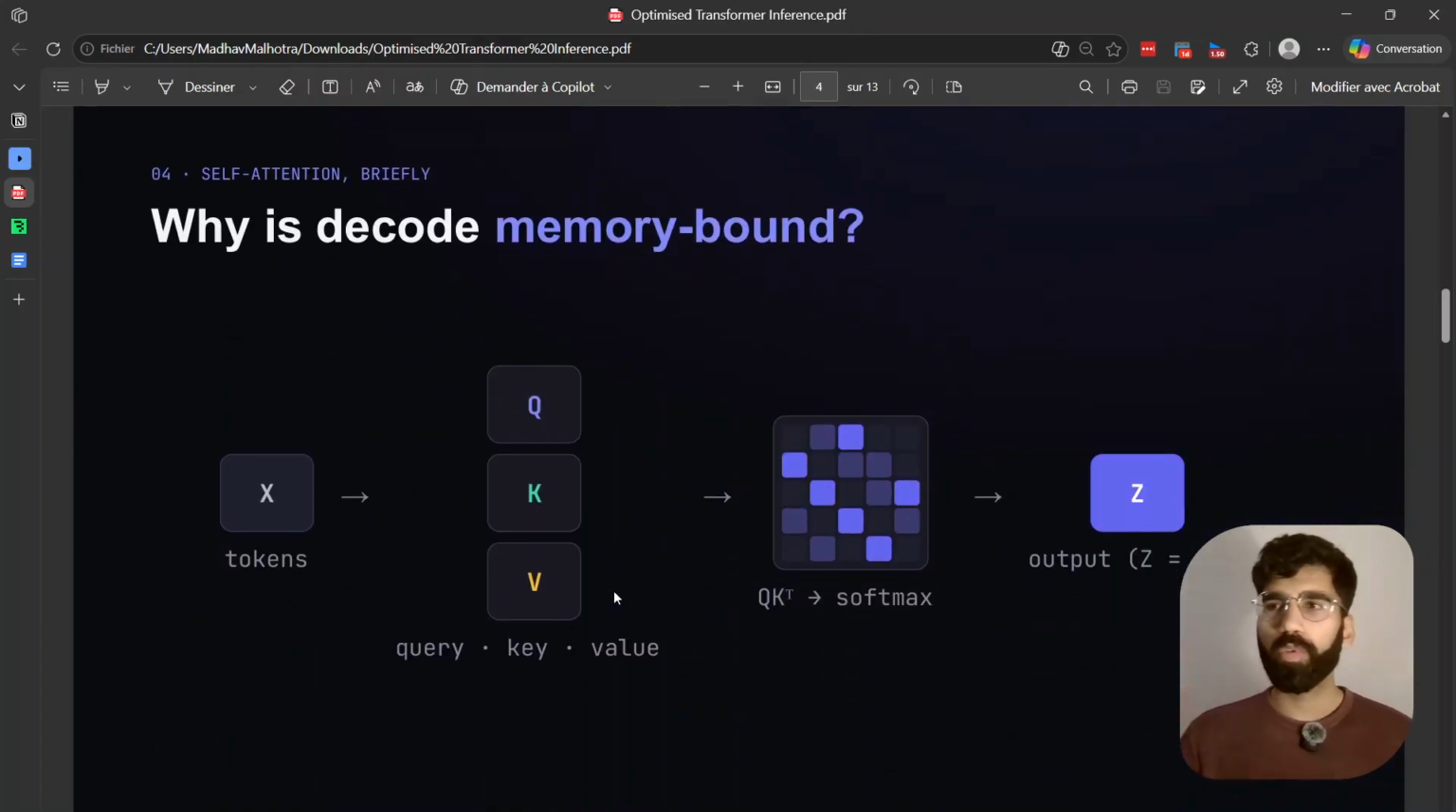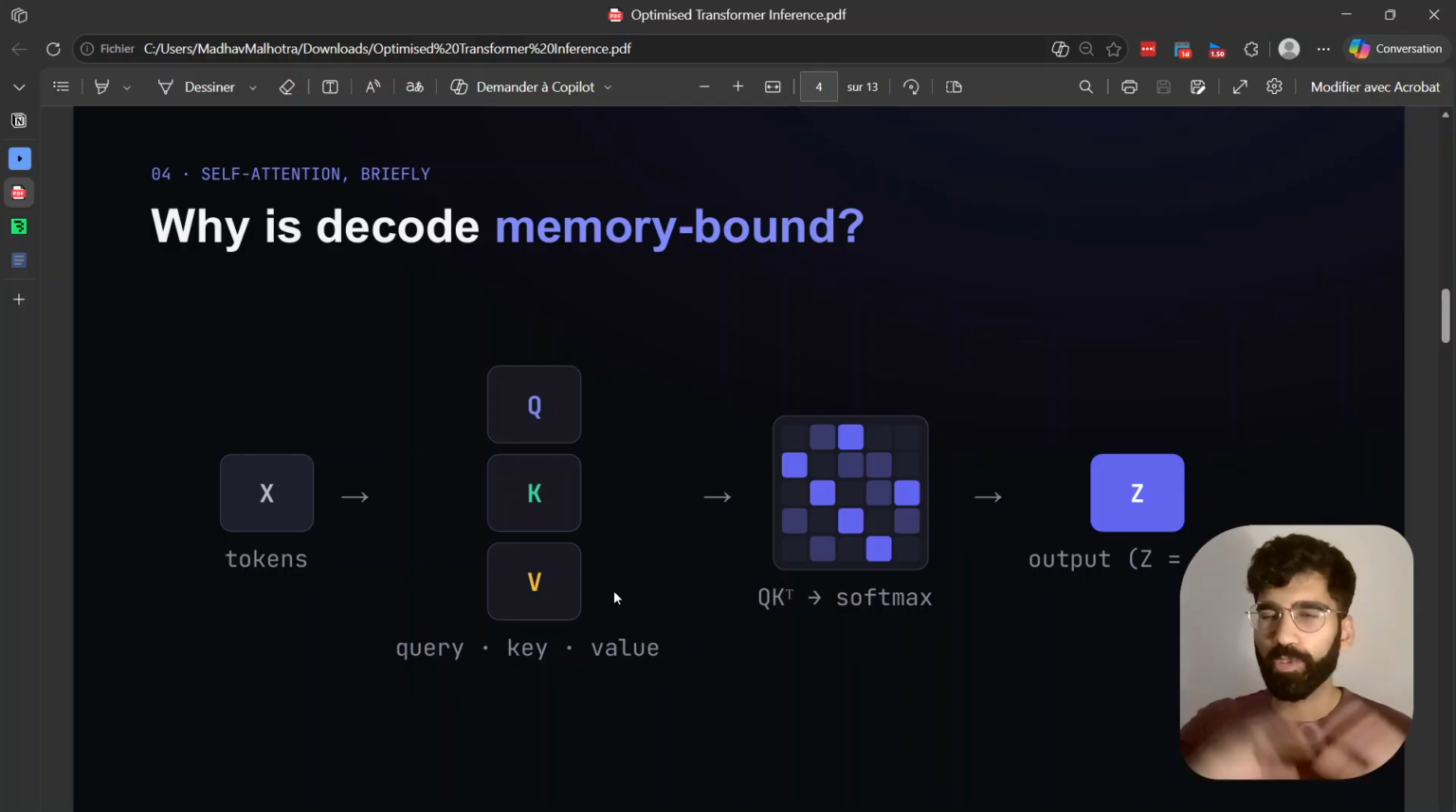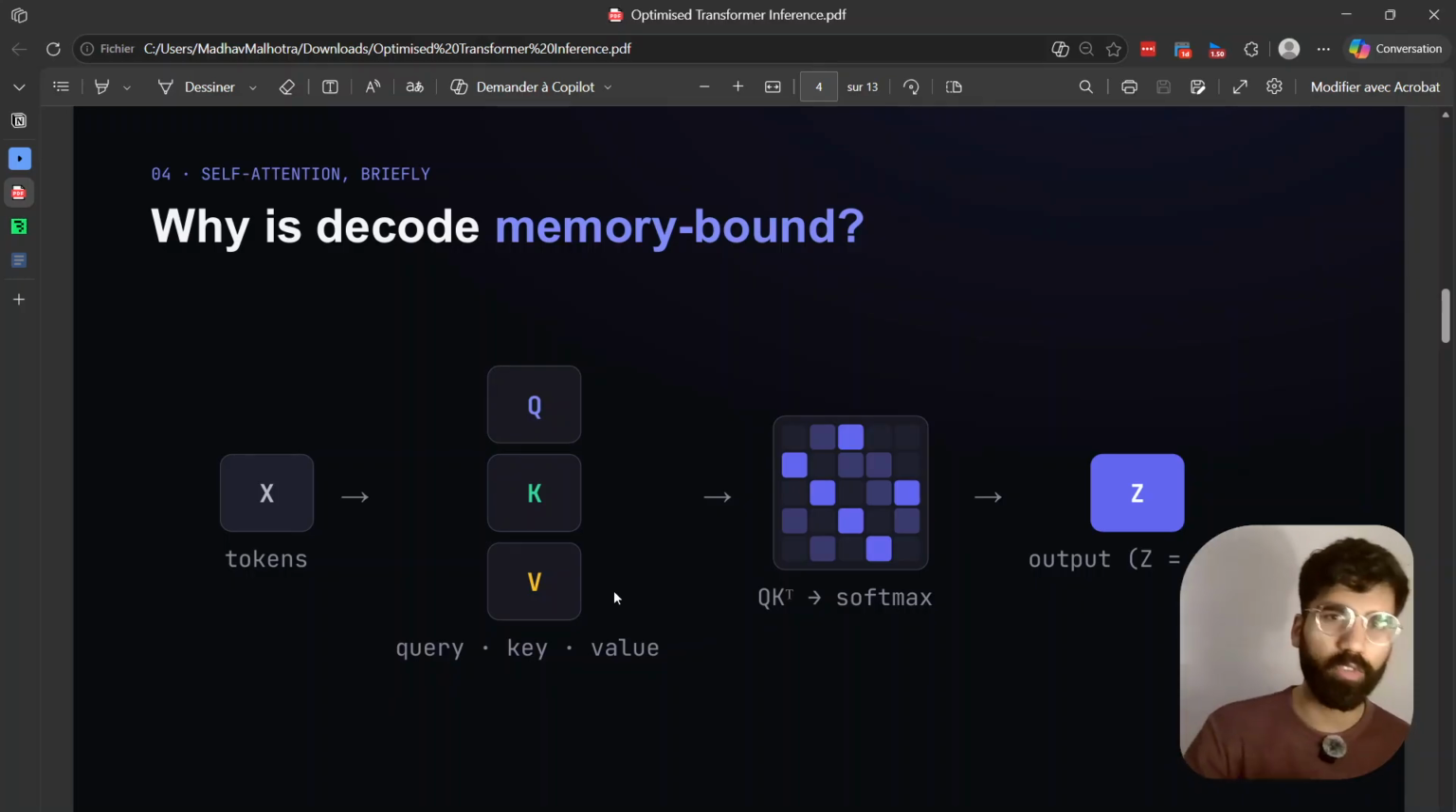The first thing that we need to look into to answer this question is just a brief reminder of how self-attention works, because the self-attention layers in transformers happen to be the key to this entire picture and what most of the compute, most of the memory, most of the optimizations are focused on.